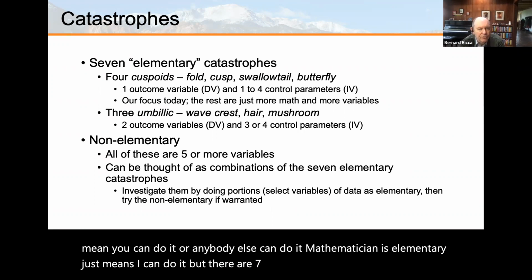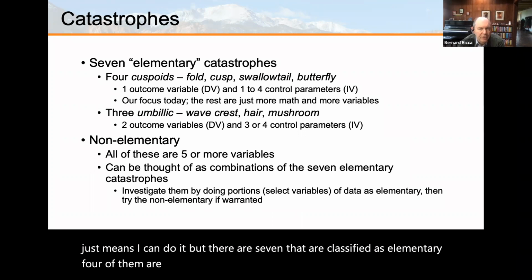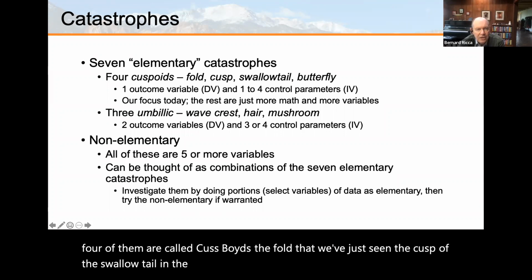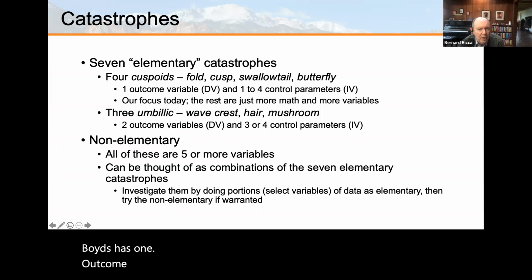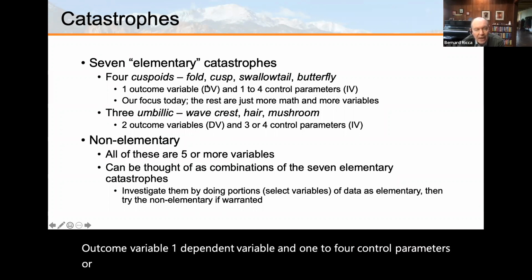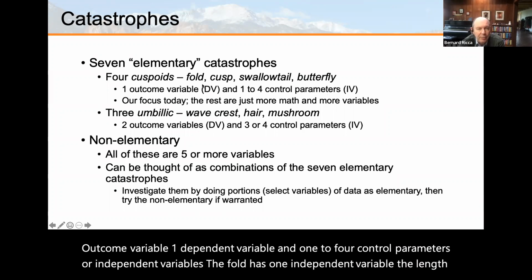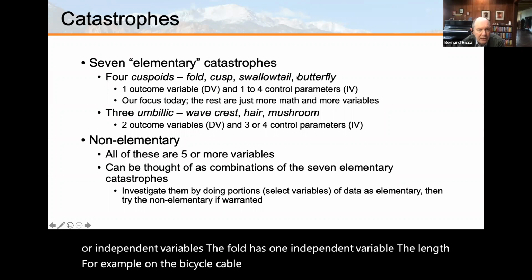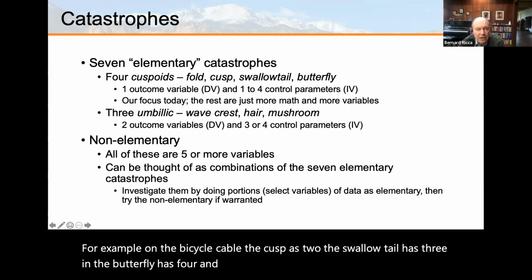classified as elementary. 4 of them are called cuspoids: the fold that we've just seen, the cusp, the swallowtail, and the butterfly. Each of these cuspoids has one outcome variable, one dependent variable, and 1 to 4 control parameters or independent variables. The fold has one independent variable, the length, for example, on the bicycle cable. The cusp has 2, the swallowtail has 3, and the butterfly has 4. Our focus today will just be on the cuspoids.